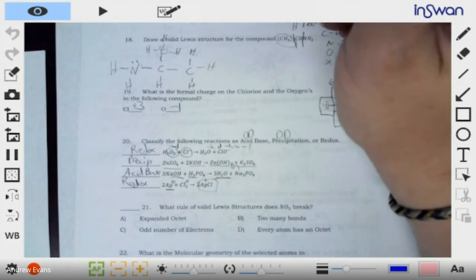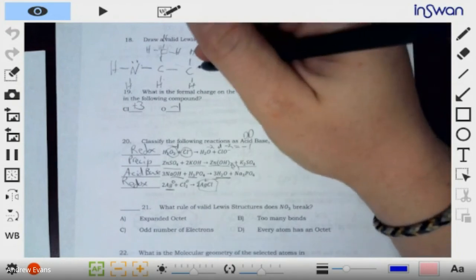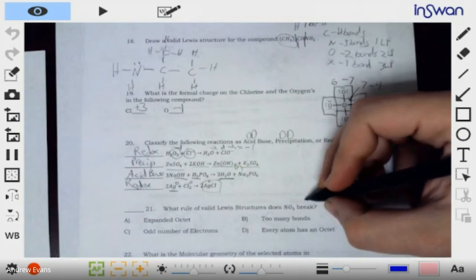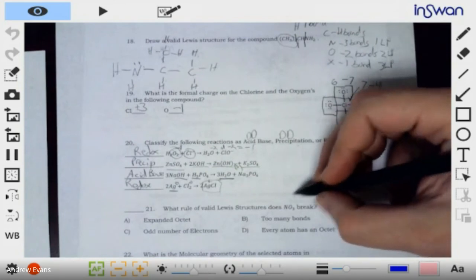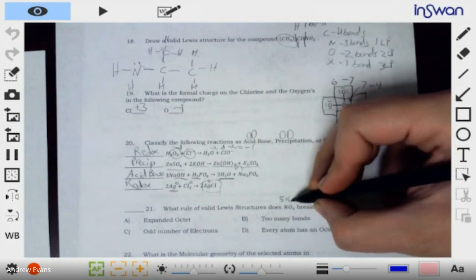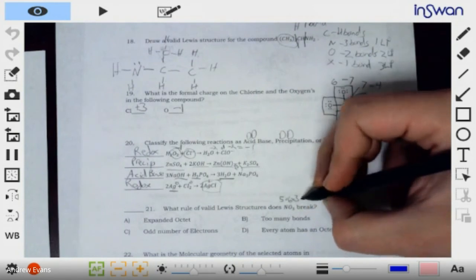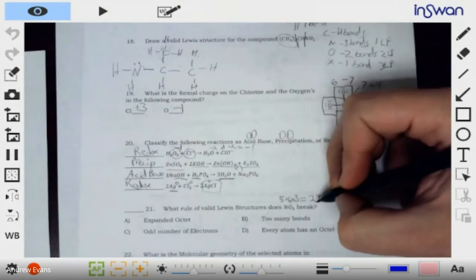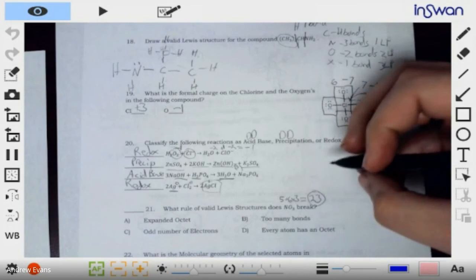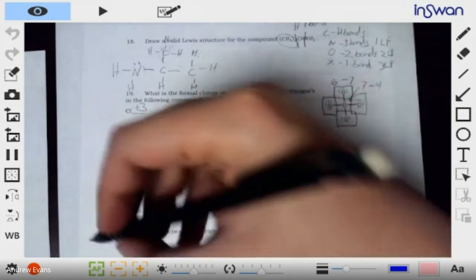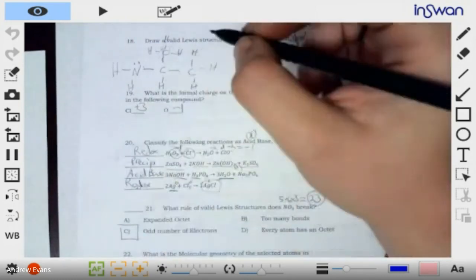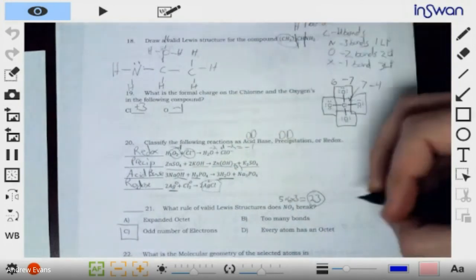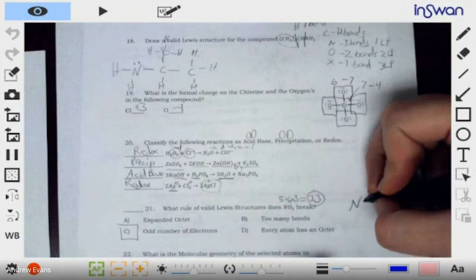So there's number 20. Now, what rule of the valid Lewis structure does NO3 neutral break? So if you think about this, N is 5, O is 6 times 3, which is 18. And so 18 plus 5 is 23. There's an odd number of electrons. Odd number of electrons means this is going to have a radical. That's a radical. So if you draw this, you would draw something like this.